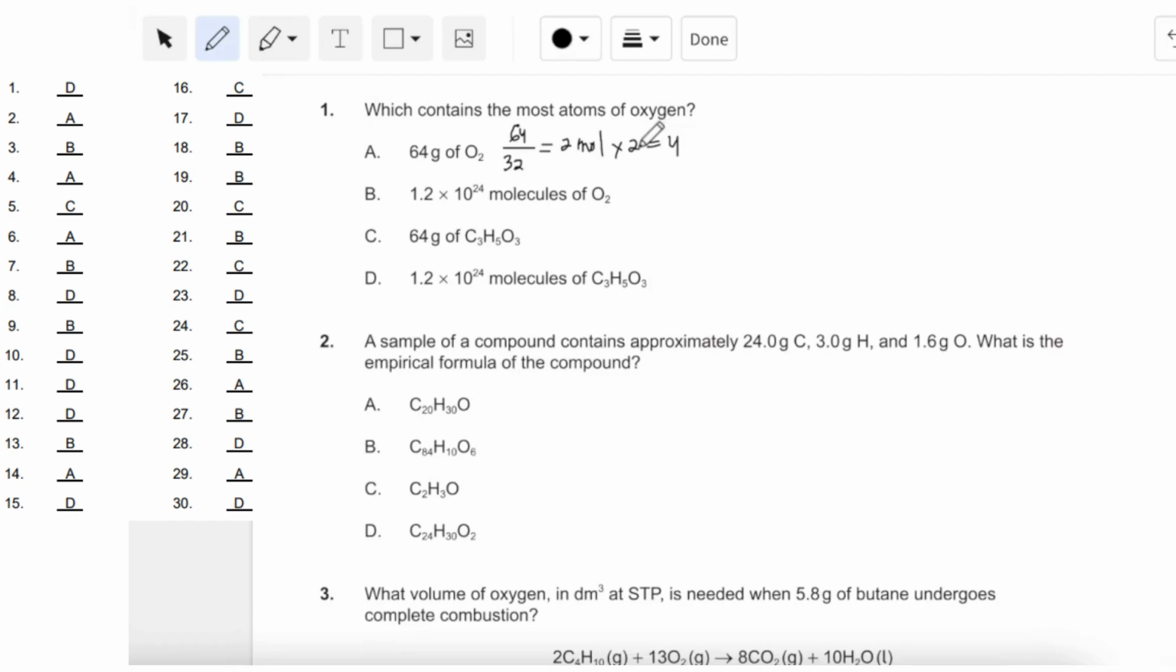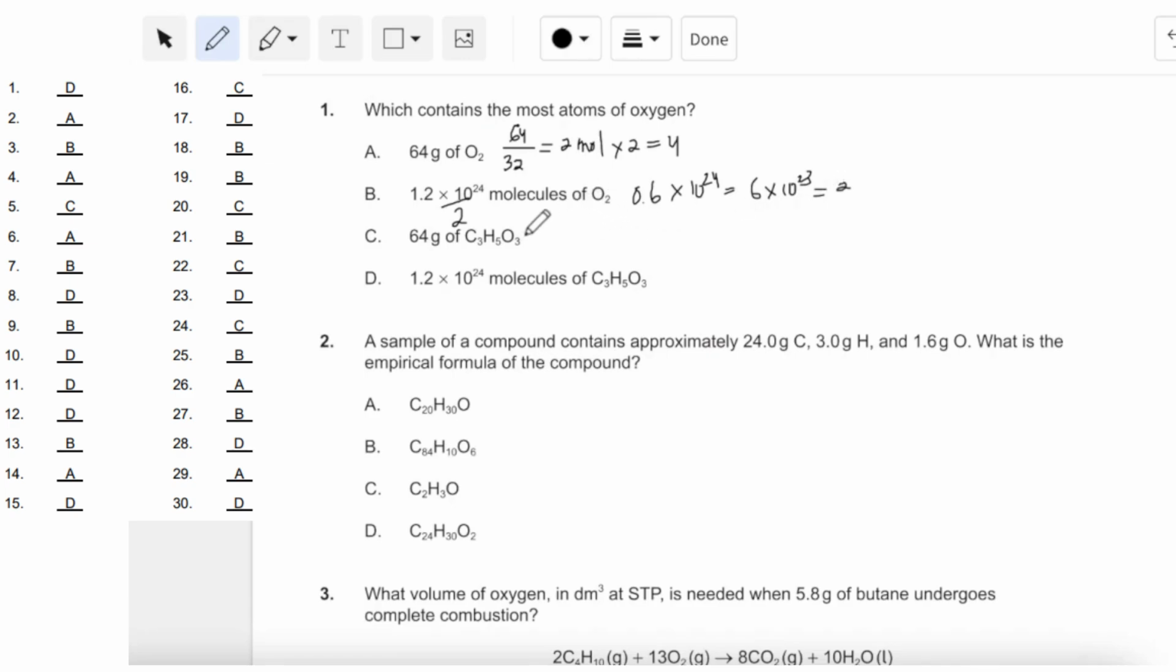Okay, so what about B? 1.2 times 10 to the power 24. One mole is 6.02 times 10 to the power 23, Avogadro's number. So 1.2 times 10 to the power 24 is around 2 moles. How? If you divide it by 2, it's around 0.6 times 10 to the power 24, which is 6 times 10 to the power 23. Obviously, this is around 2 moles.